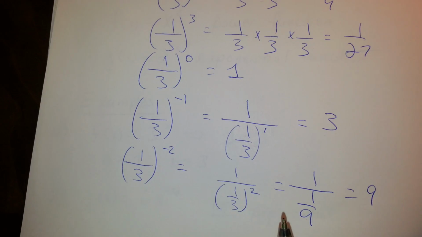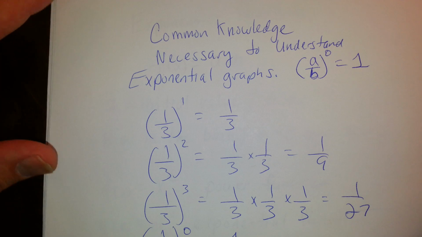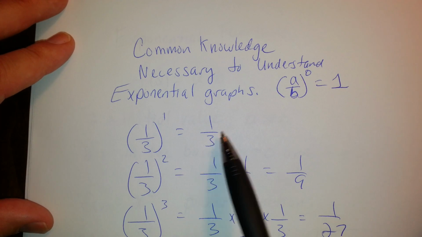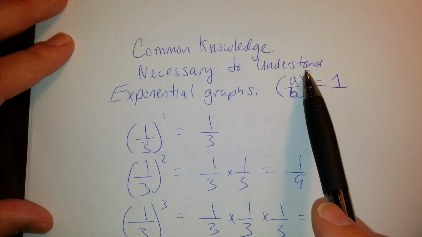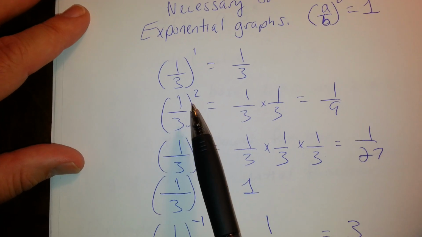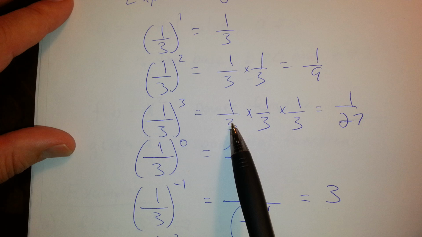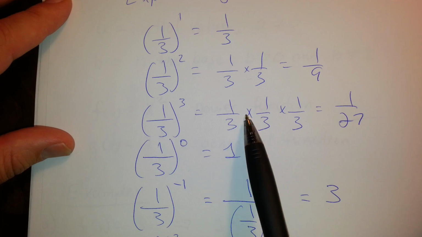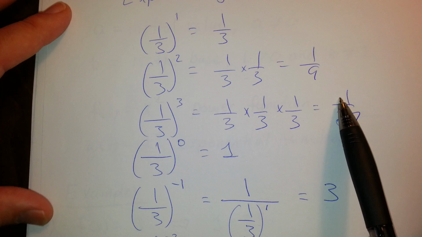Alright, so some common knowledge I want you to have beforehand is how exponents work, even with fractions. 1/3 to the first power is 1/3. And remember, a fraction a over b to the 0 power is 1. Anything to the 0 power is 1. Alright, 1/3 squared: 1/3 times 1/3 is 1/9. 1/3 cubed is 1/3 times 1/3 times 1/3, which is 1/27. Notice, as you multiply fractions, the value gets smaller, right? Look how big the denominator gets. So the bigger the denominator, the smaller the value.